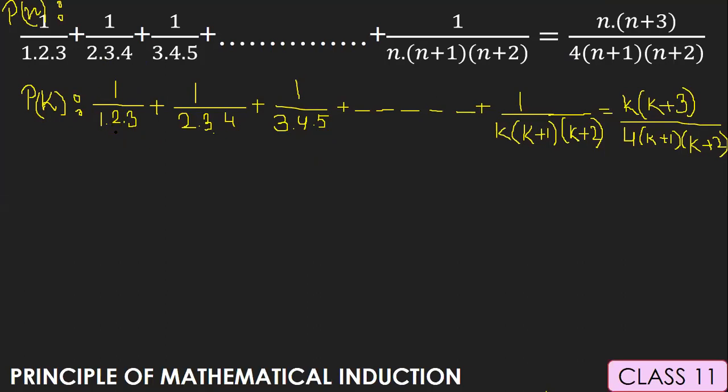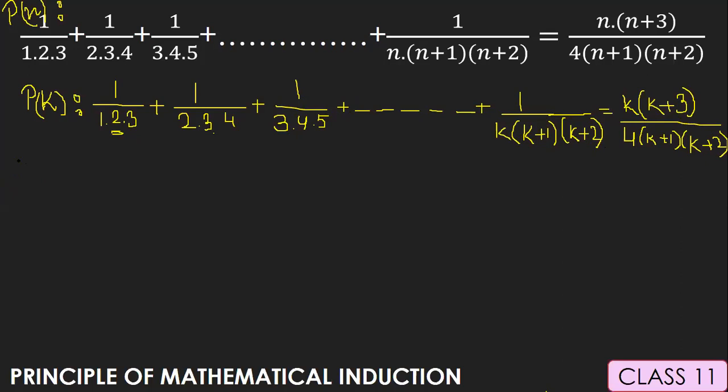So here you could see the second number. The second number is 2, so we are starting with 2. 2, 3, the next number. Then the second number is 3, 3, 4, then the next number is 4, 5. So it would go till the first number is k, second number is k plus 1, third number is k plus 2. And you would get k into k plus 3 divided by 4, k plus 1 into k plus 2. Now let us check if it is true for n is equal to k plus 1.